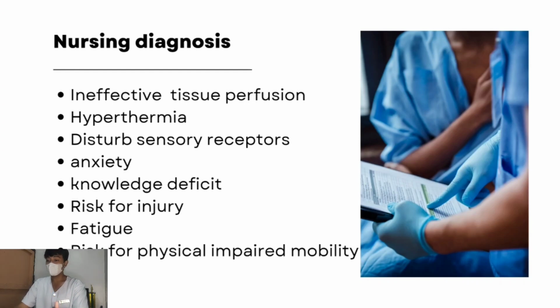So, fatigue. Risk for injury. Inflammation can injure the brain. Fatigue is closely linked to sleep disturbance and other consequences such as cognitive, emotional, and behavioral difficulties. Risk for impaired physical mobility due to prolonged bed rest.